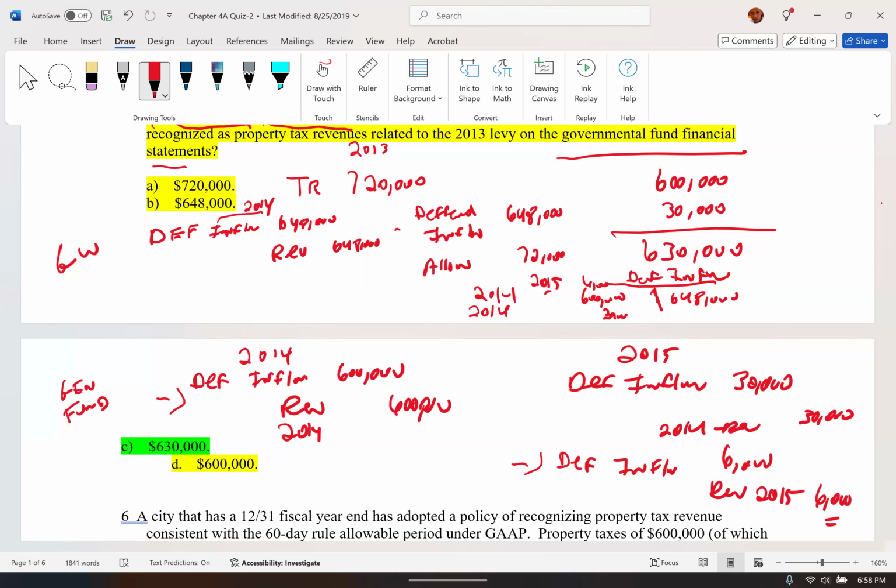Wait, stop. I'll let you finish in a minute. We're not talking about the balance sheet. You're starting to get into balance sheet write-offs and whatnot. This is the income statement, right? Deferred inflow, is it on the income statement? Deferred inflow is on the balance sheet. That's correct. But the write-off is a whole other process dealing with the allowance and the tax receivable.